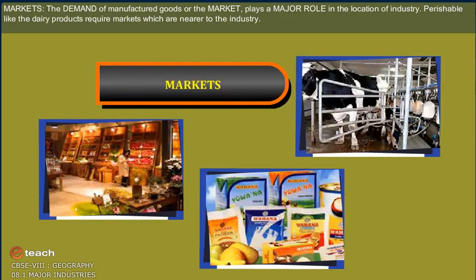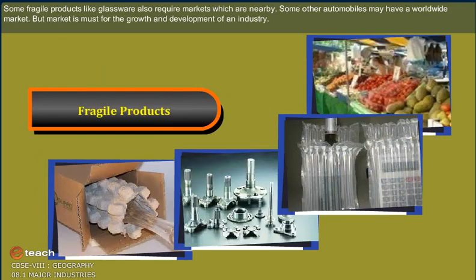Markets. The demand for manufactured goods, or the market, plays a major role in the location of industry. Perishable goods, like dairy products, require markets which are nearer to the industry. Some fragile products, like glassware, also require markets which are nearby. Some others, like automobiles, may have a worldwide market, but a market is a must for the growth and development of an industry.